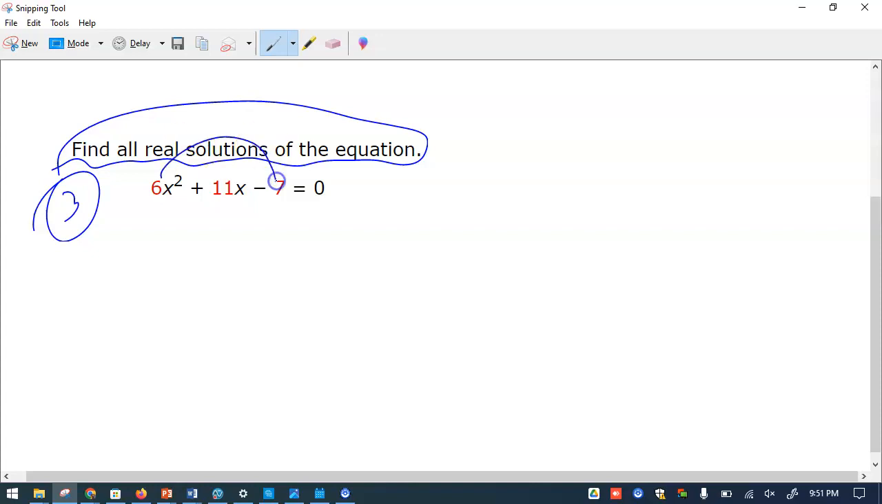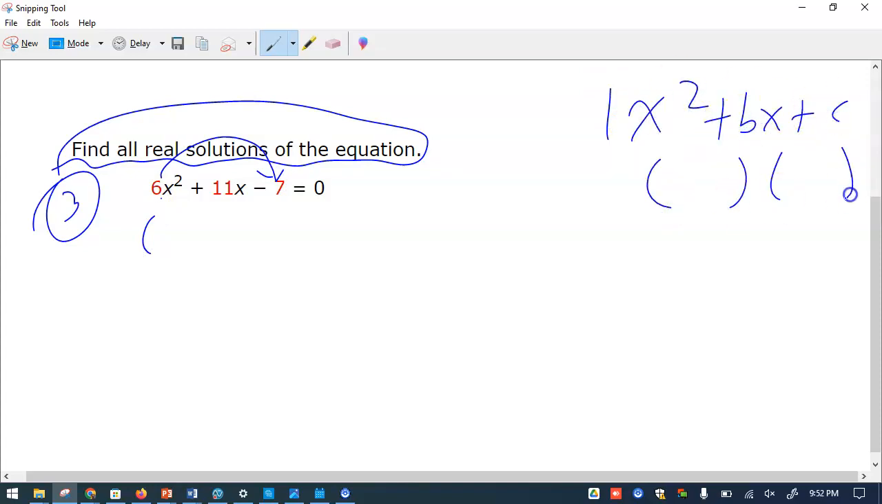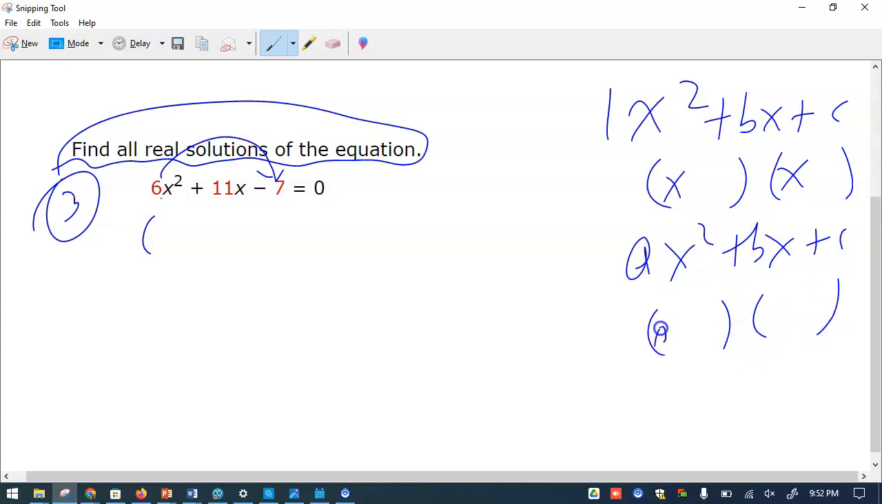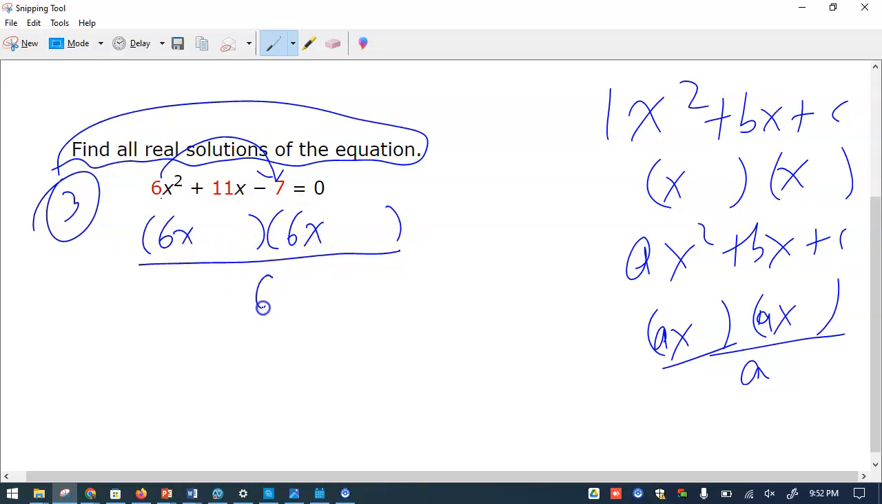Remember, if it is x squared plus bx plus c, then you could just write x, x. But if it is ax squared plus bx plus c, better write ax, ax here, that's the trick, and divide by a. So in this case, it is 6x squared, so you write 6x, and then again 6x, and then divide by 6. Now multiply 6 and minus 7, which gives you minus 42.